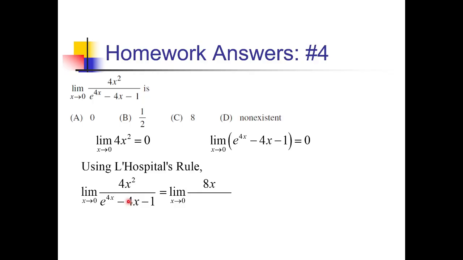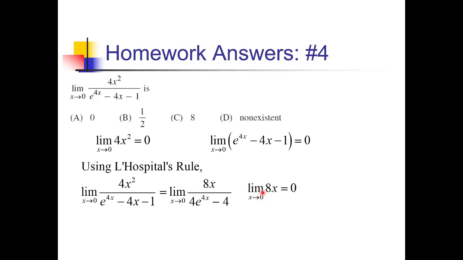In the denominator, we've got e to the 4x. The derivative of that is going to be e to the 4x times 4, so that's 4e to the 4x. And then this negative 4x is going to come out to negative 4. All right, now if I plug 0 in here, it's looking like I'm going to get 0 over, well, let's find out. The limit as x approaches 0 of 8x is 0.